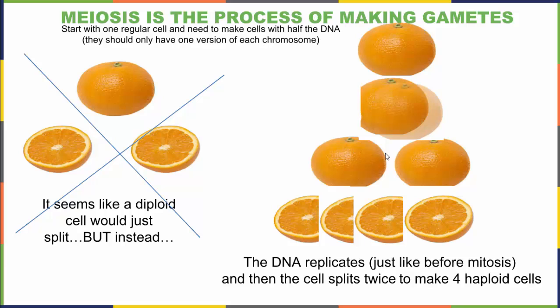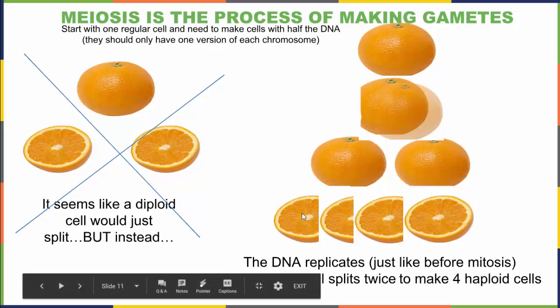Then it splits. Because it replicated and then we had 2 oranges, then it splits, so now we have 2 separate whole oranges, and then each of those gets chopped in half. So we end up with 4 half oranges. I guess this one kind of looks like a quarter of an orange, but each of these is meant to be a picture of a half orange.